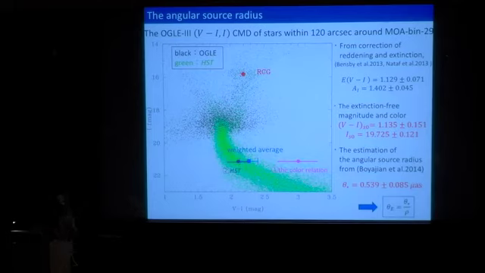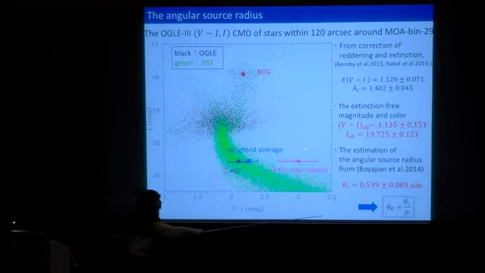And now we got both the color and the magnitude of the source star, so we can get the angular source radius. From the centroid of the red clump giants and the extinction, we can get the extinction-free magnitude and color. And from the empirical formula, we can get the angular source radius. And then, by using this formula, we can get the angular Einstein radius.